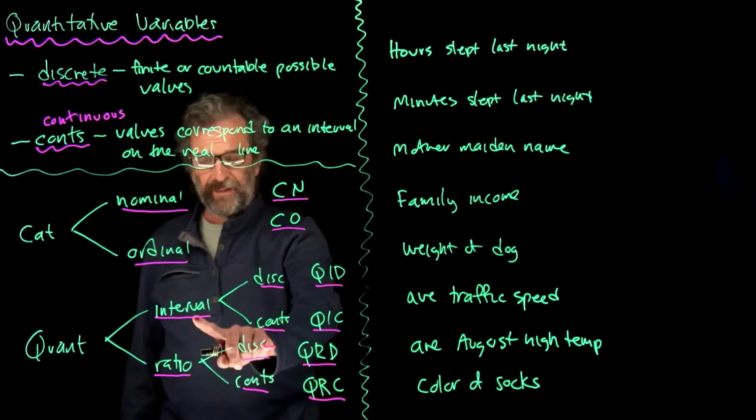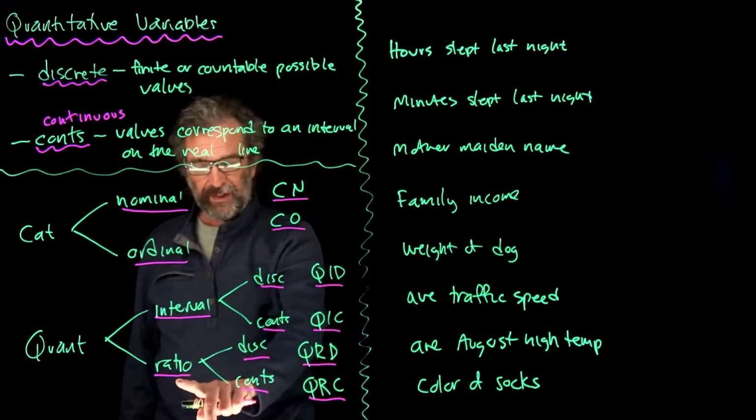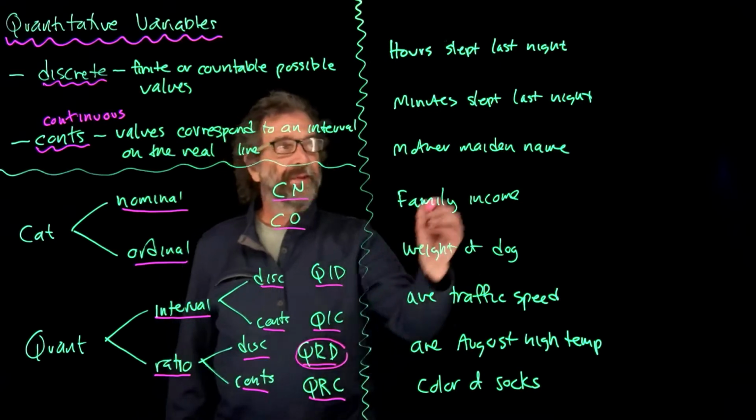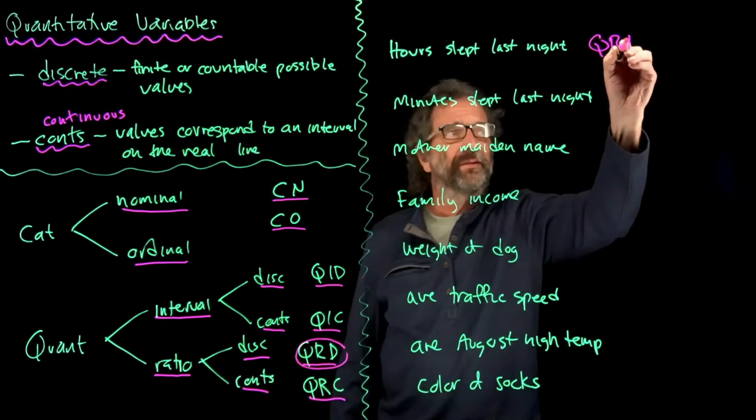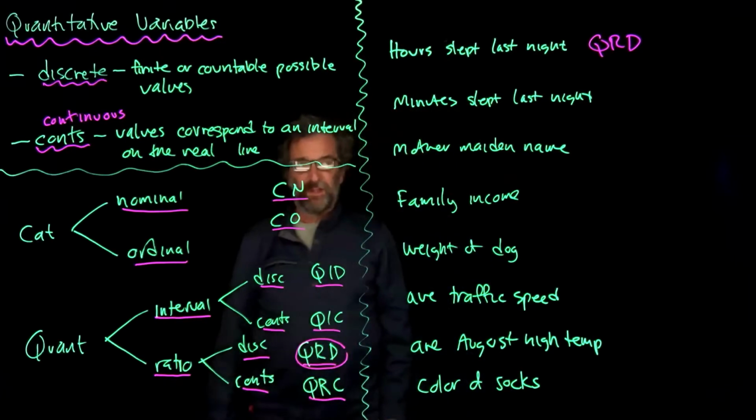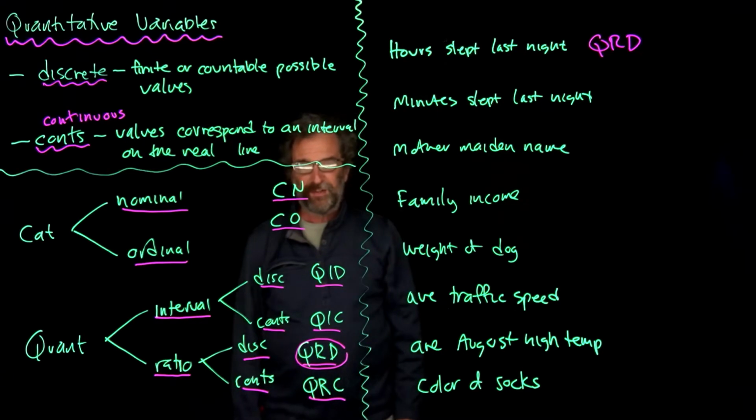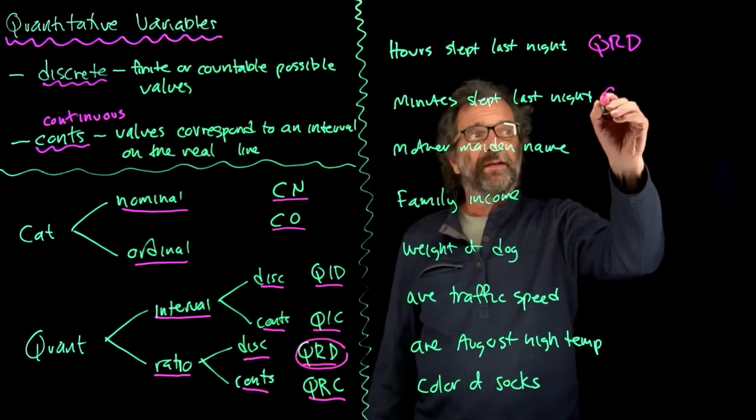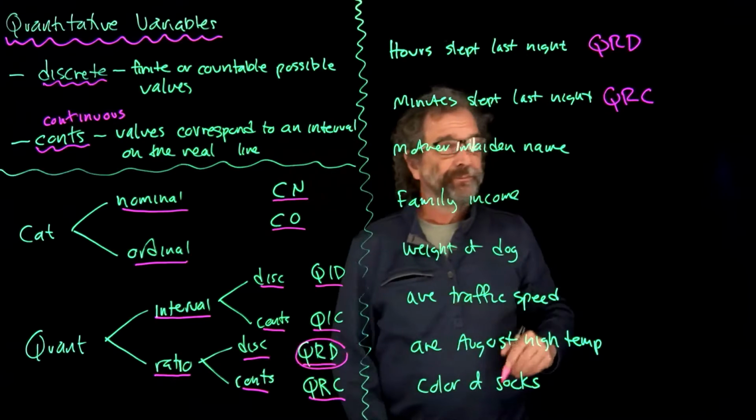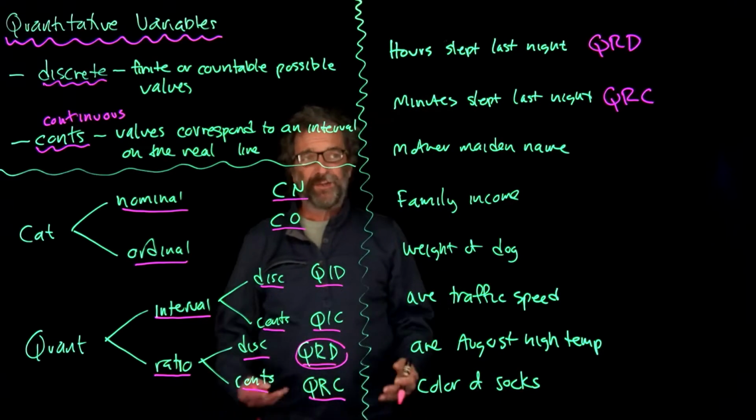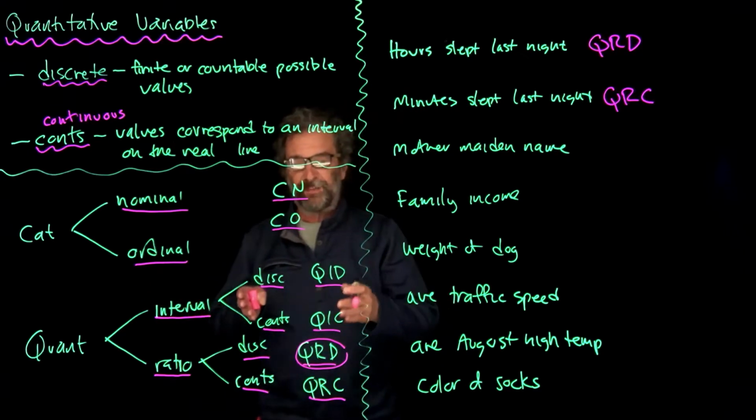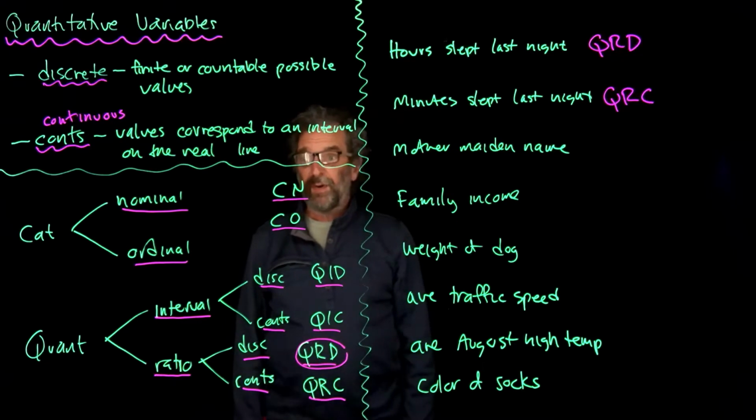Is it ratio or interval? Hours, zero hours means something. It means no sleep. So it's ratio, discrete. Quantitative ratio discrete, like that. And then minutes slept last night. Now you want to measure it more accurately, and if you're looking at minutes, maybe you're looking at fractions of minutes. So now we could say that it's continuous. Quantitative ratio continuous. But it's how you interpret it. If you're thinking of the answer being anything in an interval as opposed to fixed possible values, then we can call it continuous.